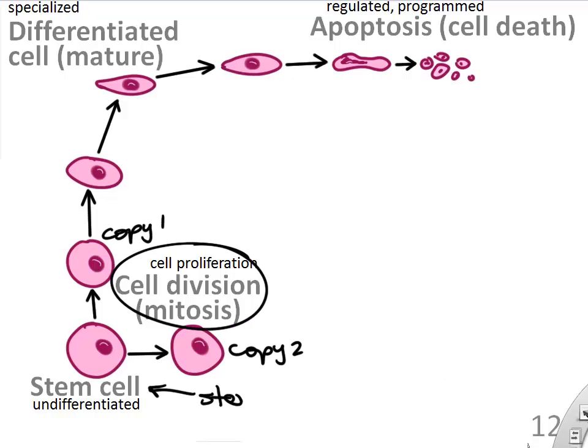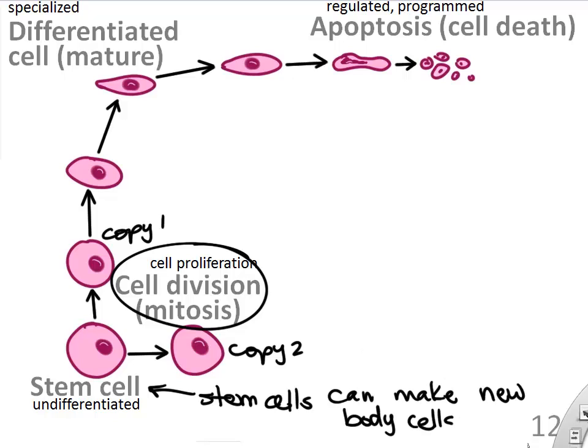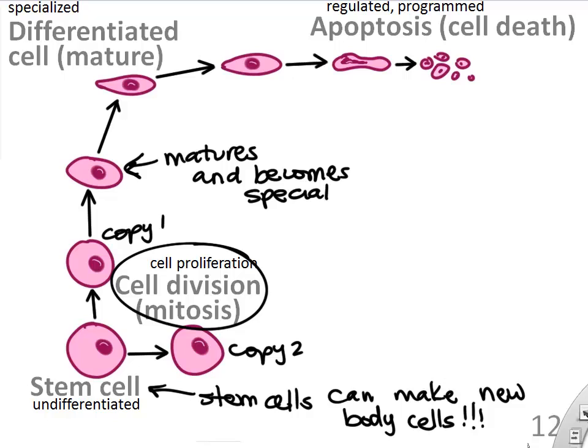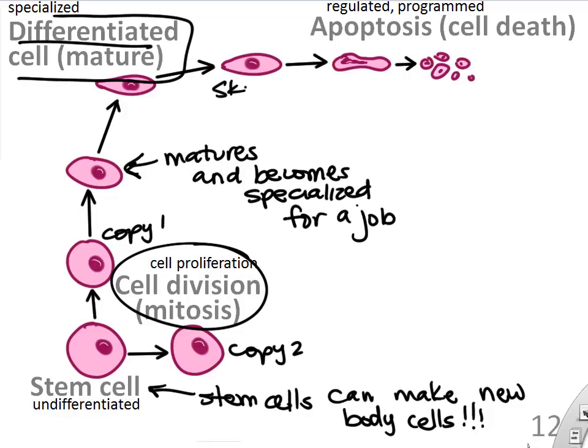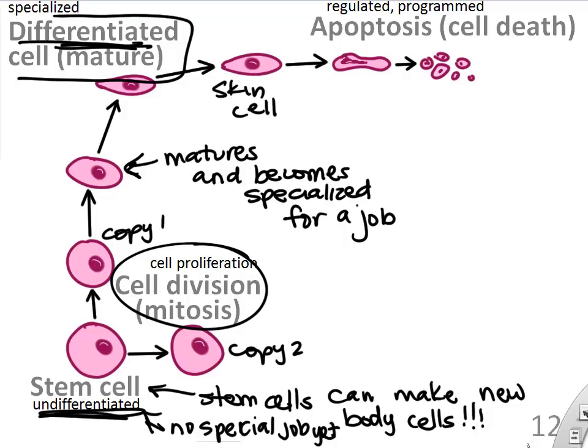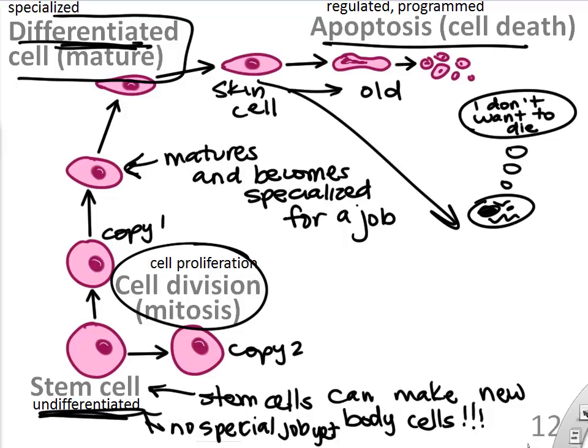So again, stem cells and cells that can regrow body's tissues are really cool because they can undergo cell division or cell proliferation and make new cells. And so those cells then mature and become what we call specialized. When they become specialized, they might become a skin cell or a blood cell, something specific and do a specific job. Stem cells, on the other hand, are called unspecialized because they don't quite have a specific job yet.